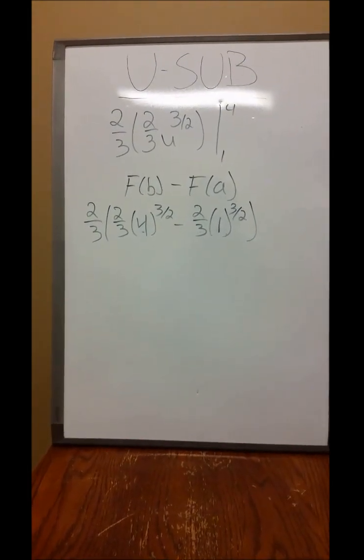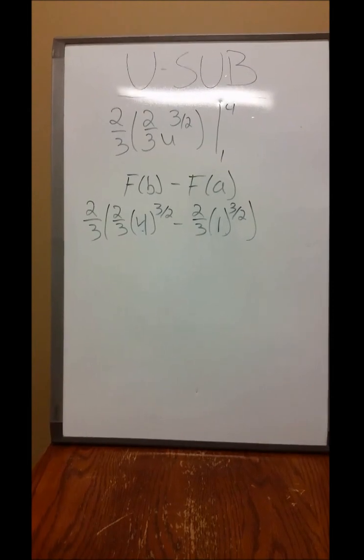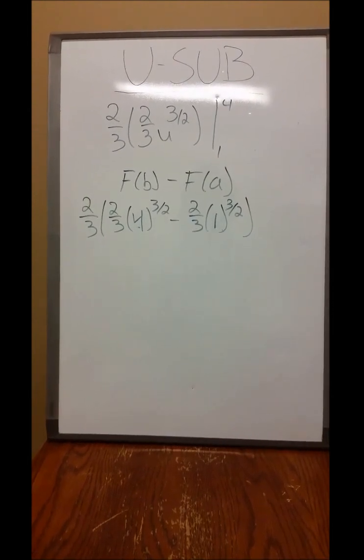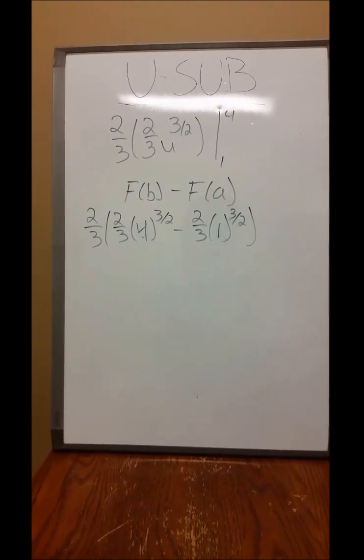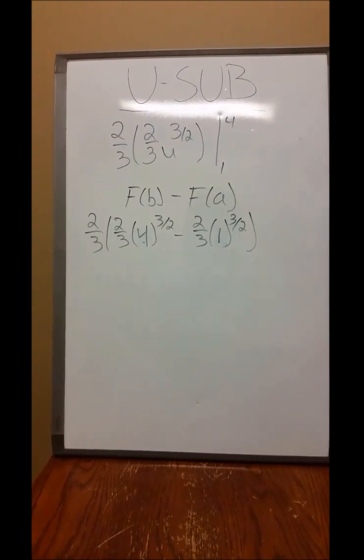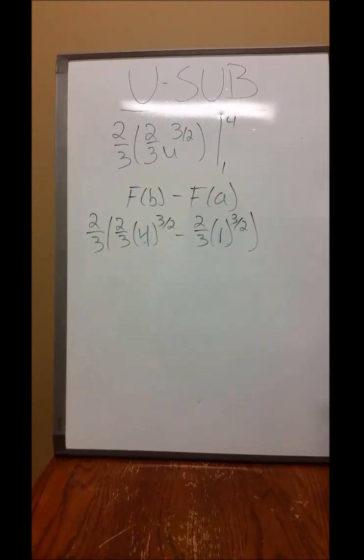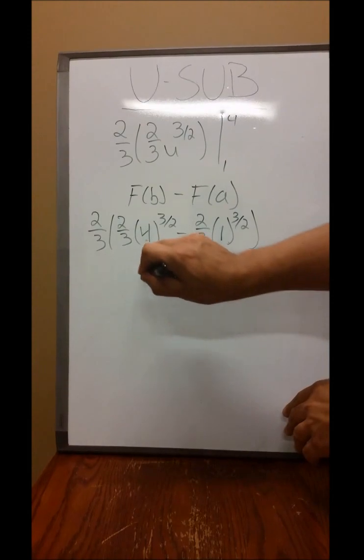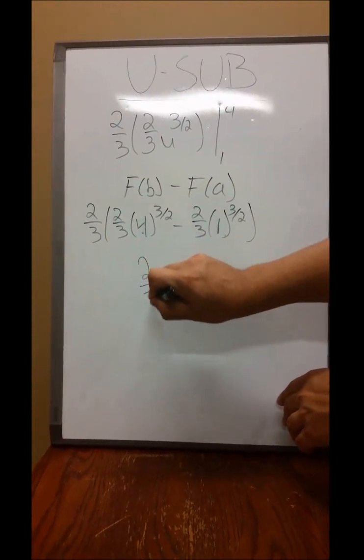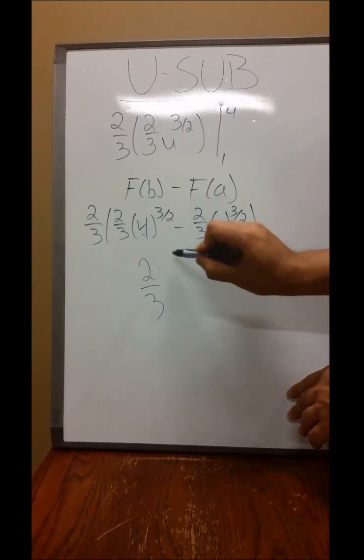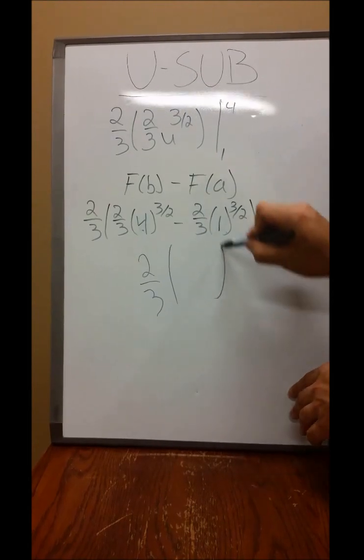And as you notice, we don't have a plus c this time because we do have a definite integral, so there's no need for plus c. And once you get to this point, it is going to be easier to simplify in order to reduce it to the final answer. So by reducing this, we get 2/3 times 16/3 minus 2/3.